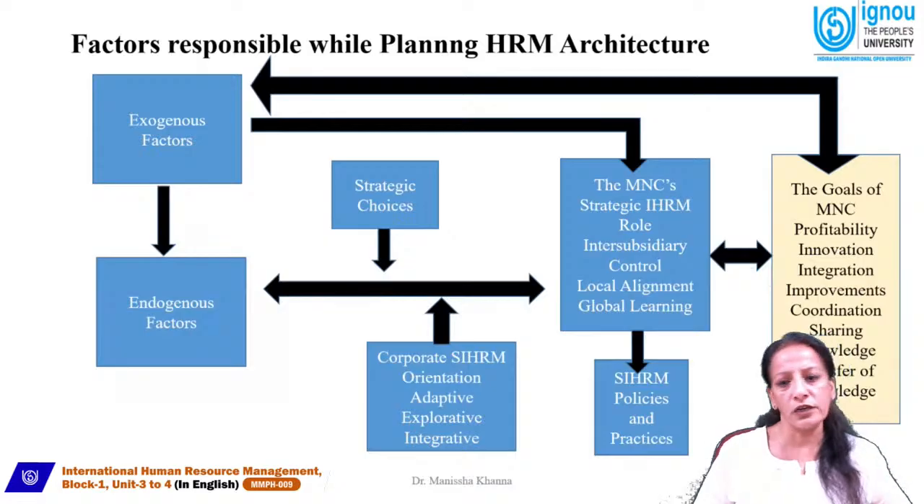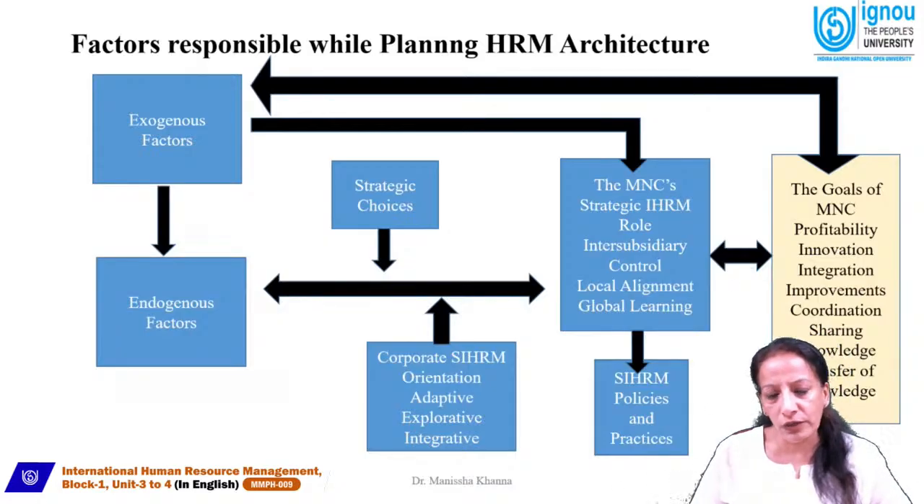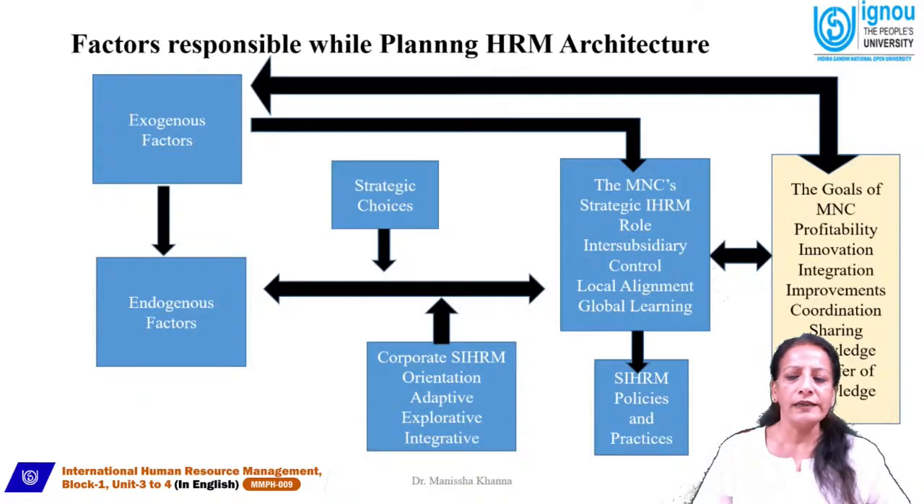So these exogenous and endogenous factors are directly linked with strategic human resource management, and it is interrelated with the goals of multinational enterprises or corporations, which are profitability, innovative practices, learning and development, integration, improvements, coordination, sharing, transfer of knowledge, or maybe any enhancement in productivity, which also relates with the work culture, which also relates with the entire organizational environment.